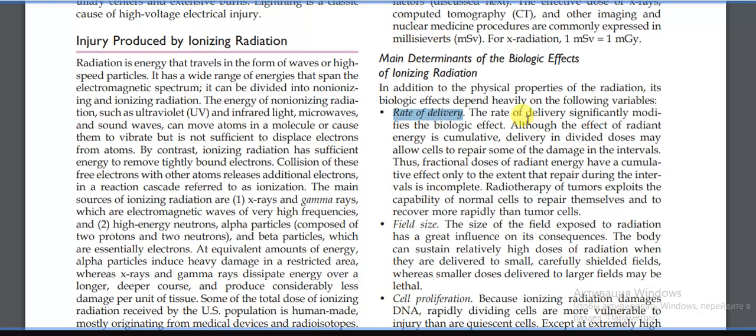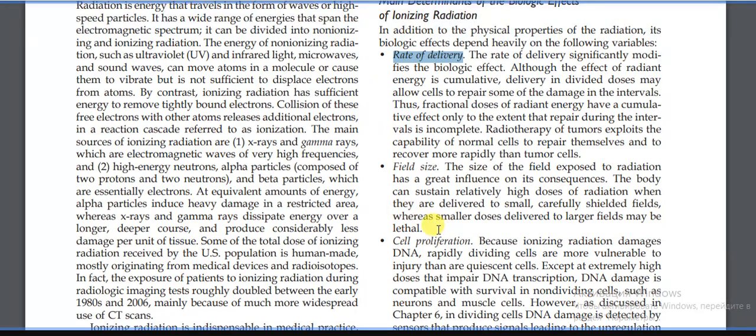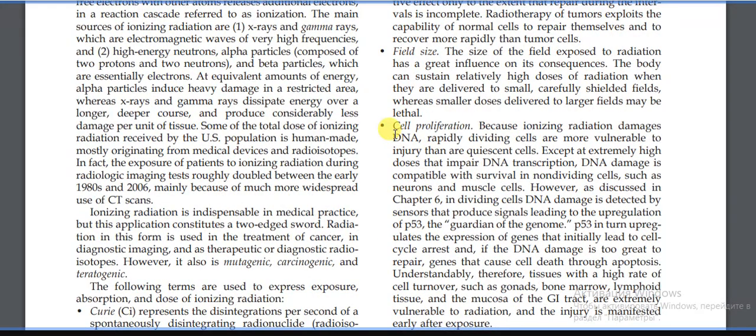Okay, then field size. The size of the field exposed to radiation has a great influence on its consequences. The body can sustain relatively high doses of radiation when they are delivered to small, carefully shielded fields, whereas smaller doses delivered to larger fields may be lethal. Then, cell proliferation. Ionizing radiation damages DNA, and rapidly dividing cells are damaged first. Except for extremely high doses that impair DNA transcription, DNA damage is compatible with survival in non-dividing cells such as neurons and muscle cells.